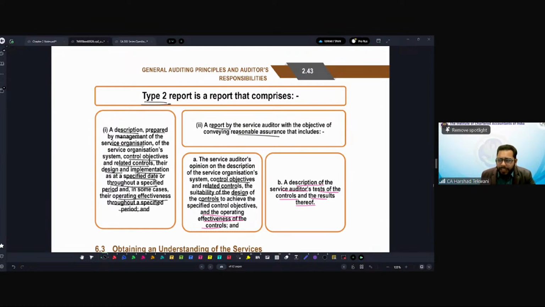Clear? Any doubt with type 1 and type 2 report? Any doubt? Yes, no?